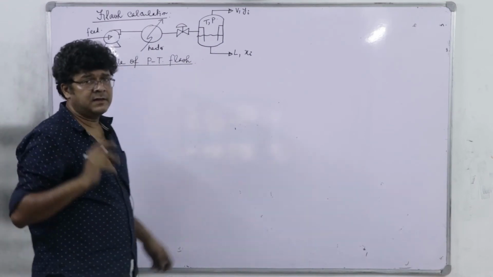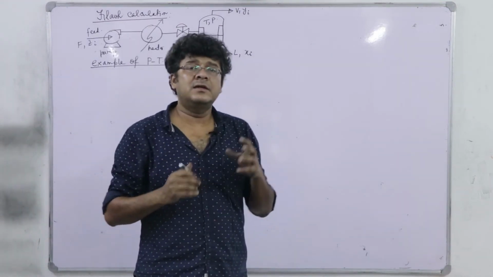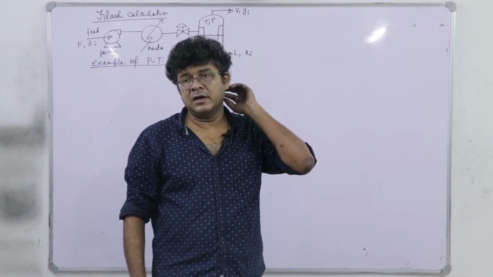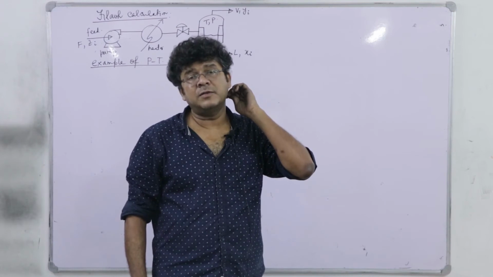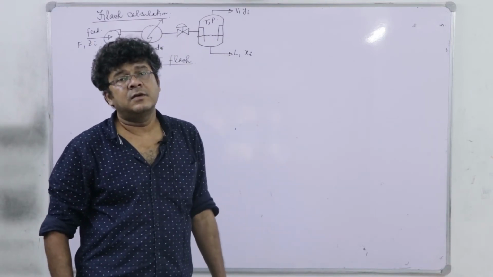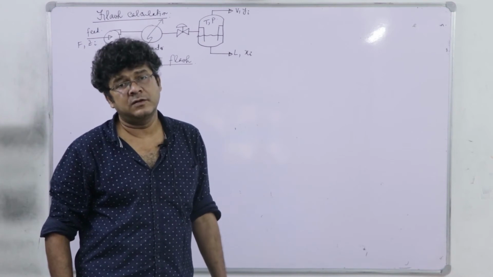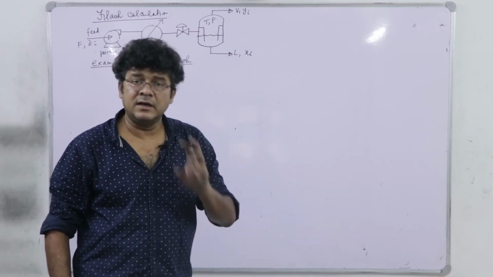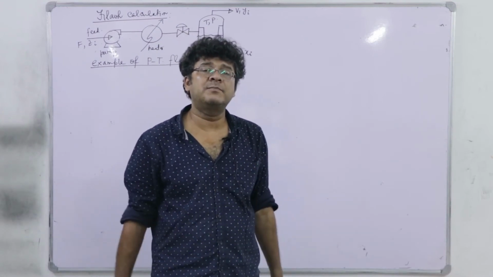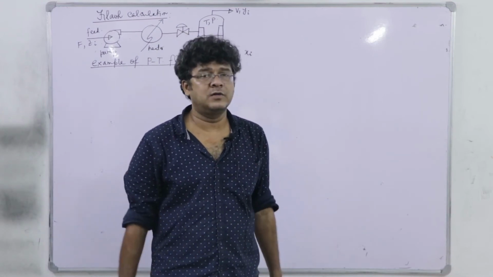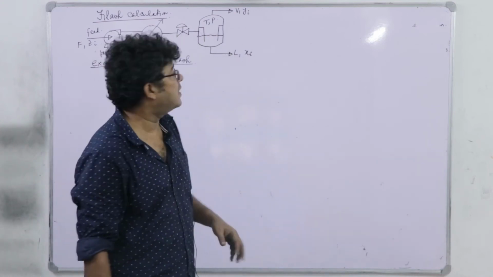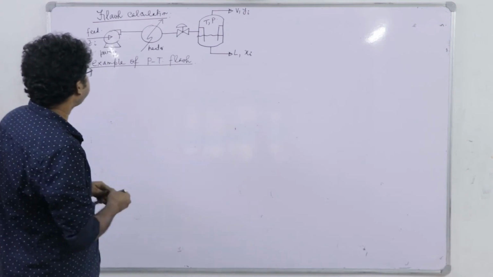So, in real life, in the real process industry, it may not be a PT flash. It is an ideal analysis. Mostly we have a PQ flash, okay. So mostly the heat given will be supplied, the pressure will be supplied. So it's a kind of PQ flash, but that we are not going to discuss. We are here discussing the PT flash, which is the easiest type of problem, okay.